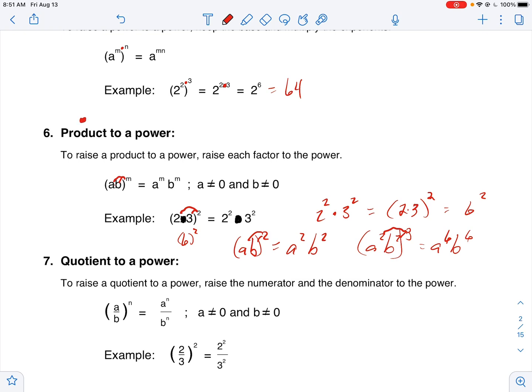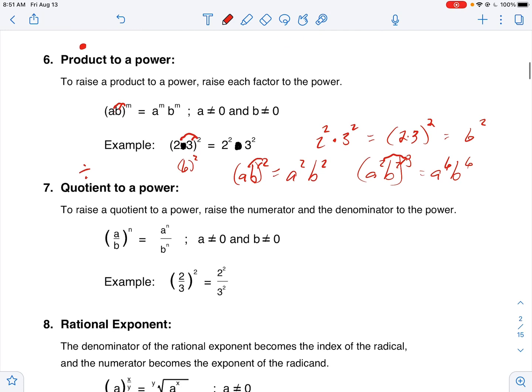Quotient. Remember, product is multiply. Quotient is divide. To raise a quotient to a power, raise the numerator and the denominator. It's just a distribute again. Technically, there's a 1 here, so it becomes n times 1 and n times 1. So a to the n over b to the n. You can also reverse it. If you have a to the n over b to the n, if they have the same exponent, pull that exponent out, and it becomes a over b.